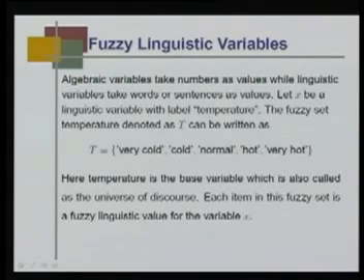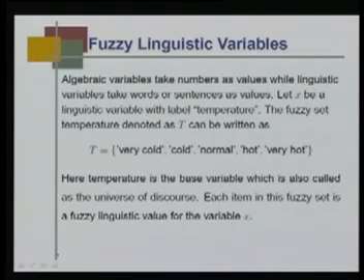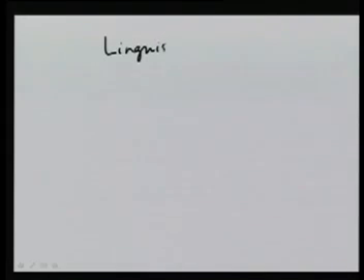So, here temperature is the base variable, which is also called the universe of discourse. Each item in this fuzzy set is a fuzzy linguistic value for the variable x. So, if temperature is a fuzzy variable, then the linguistic values for this fuzzy variable are very cold, cold, normal, hot, very hot. Now, we will take some other examples of linguistic variables.